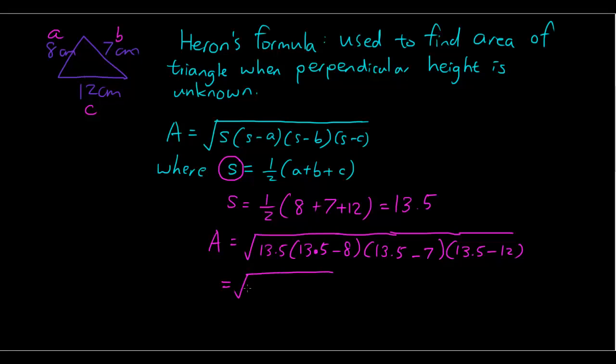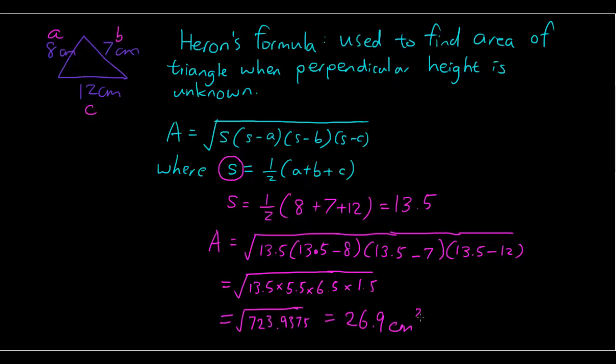So 13.5 times 5.5 times 6.5 times 1.5. I've just worked out what was in each bracket individually and then multiply them with each other. Then it becomes square root of 723.9375, which is 26.9 centimeters squared.